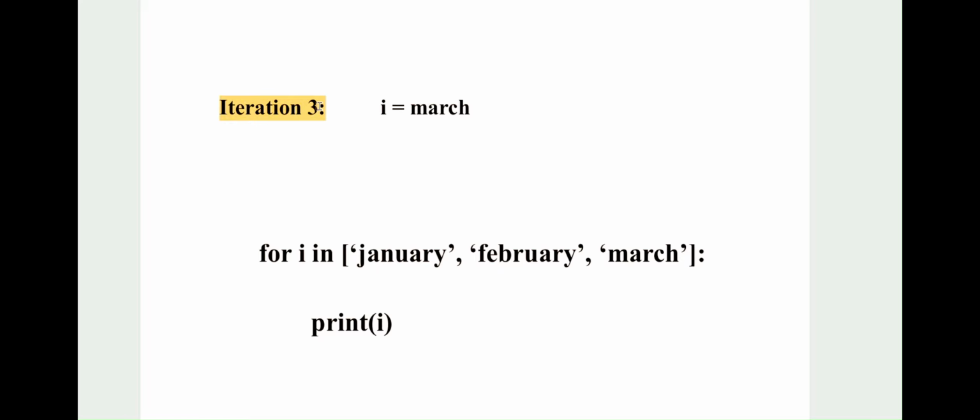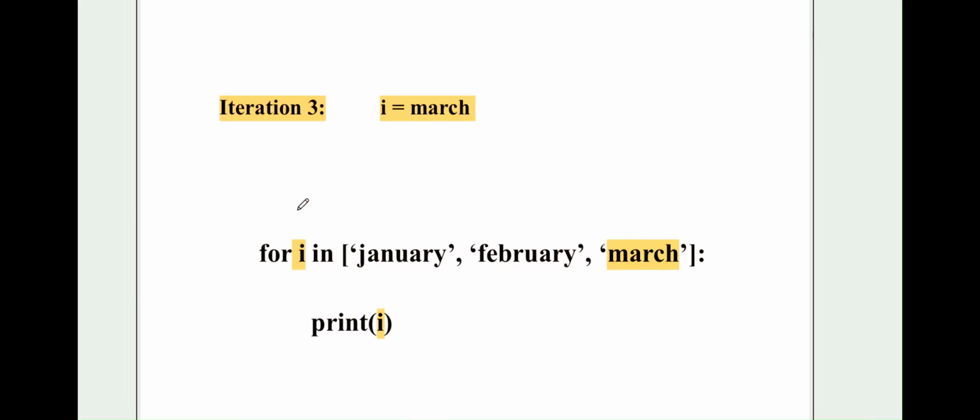On the third iteration, i becomes March. Here, i is assigned the value March. The print(i) statement will print March.